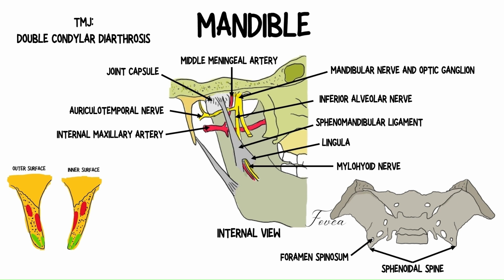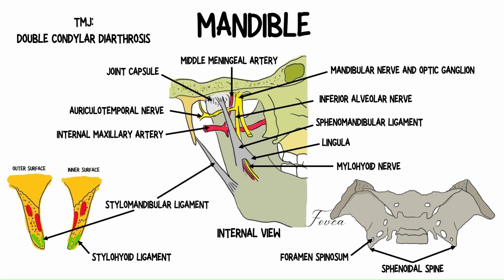In particular, two ligaments originate from these structures. The stylohyoid ligament, which inserts into the lesser horn of the hyoid bone and provides part of the origin of the middle constrictor muscle of the pharynx and the styloglossus muscle, and the stylomandibular ligament, which arises from the styloid process of the temporal bone to the mandibular angle. It is considered a thickening of the deep cervical fascia and serves to limit excessive protrusion of the mandible.